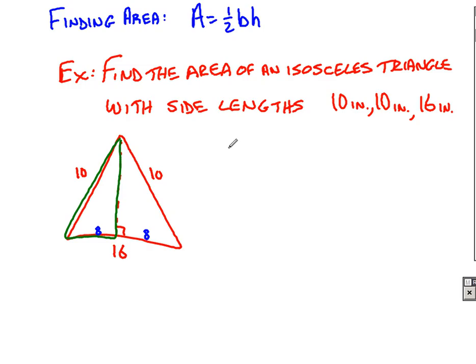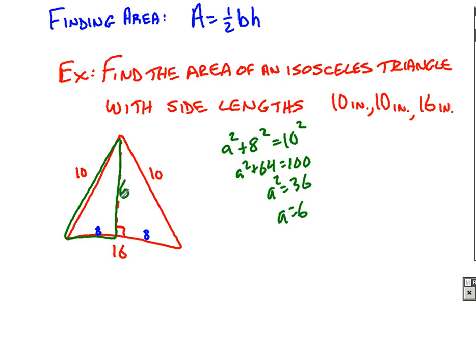I can say that a squared, we'll say that's this altitude, plus the base, or plus b squared, 8 squared, will equal 10 squared. So like we did before, a squared plus 64 equals 100. That means a squared equals 36, and a equals 6. That means this line up the middle is 6.